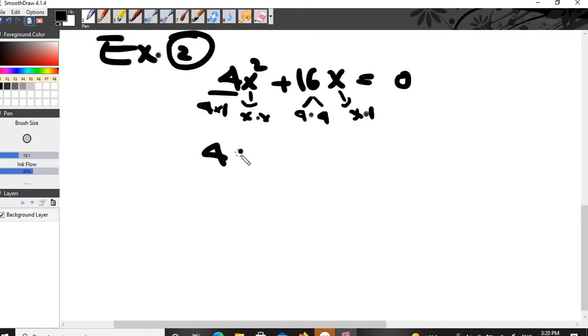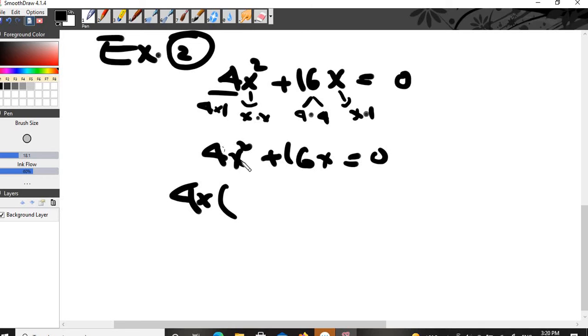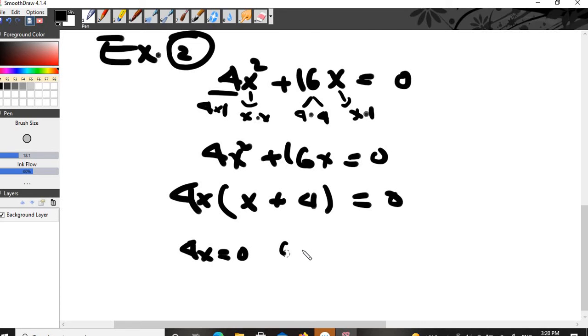So let's write again, 4x squared plus 16x equals 0. So we're gonna factor out or divide by 4x, and then if we divide 4x squared by 4x, we will be left with x, plus then 16 divided by 4 is 4, equals 0. So if we multiply again, we're gonna get the original equation back. So 4x must be equal to 0, or x plus 4 equals 0.